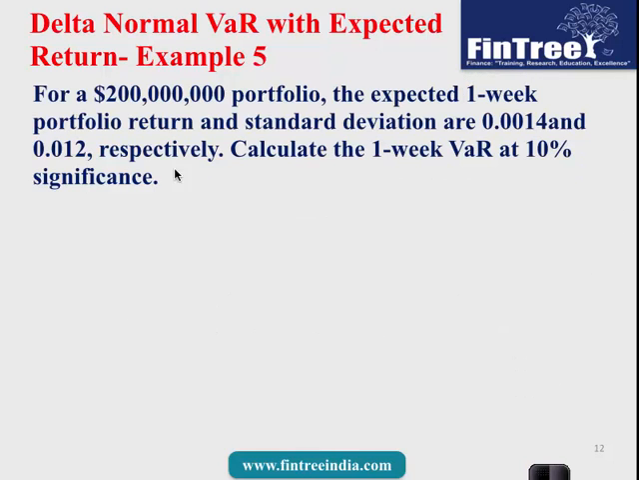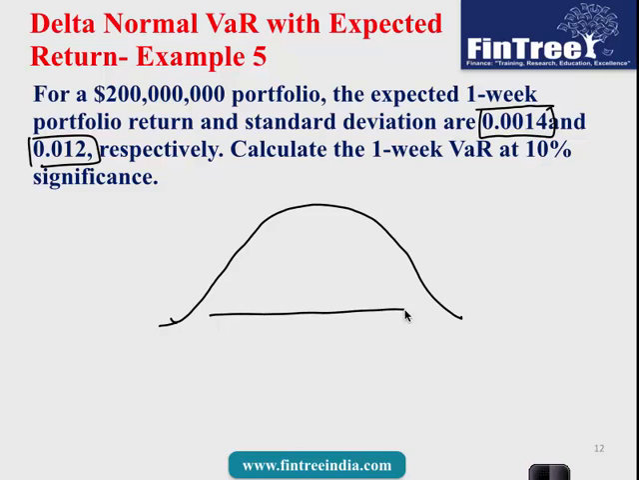Example 5. Now it is not given in percentage. I mean, they are given absolute amounts. Not absolute, but it is 0.0014. No percentage sign there. So we would convert this to percentage. Or we don't need to actually. So this is your normal distribution. We need 10% VAR.